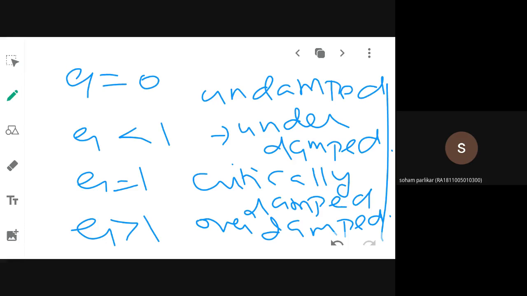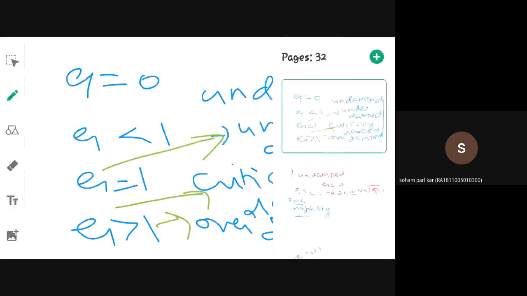If zeta is less than 1, what system is that? Underdamped. If zeta is equal to 1, what system is that? Critically damped. If zeta is greater than 1, it means overdamped. Okay. And you need to discuss the nature of the roots for each and every case.